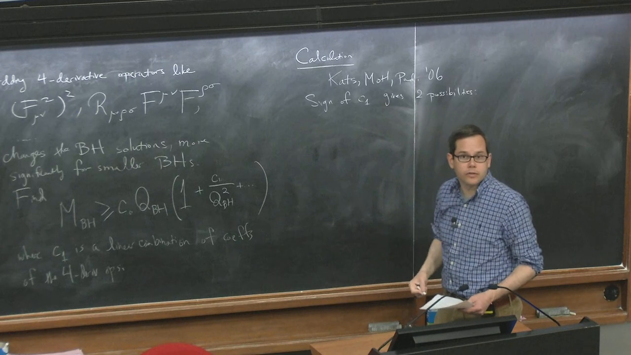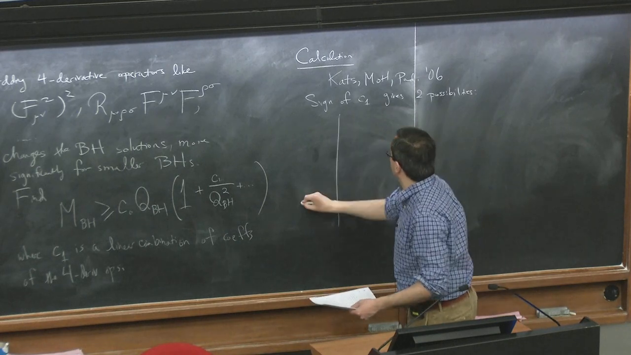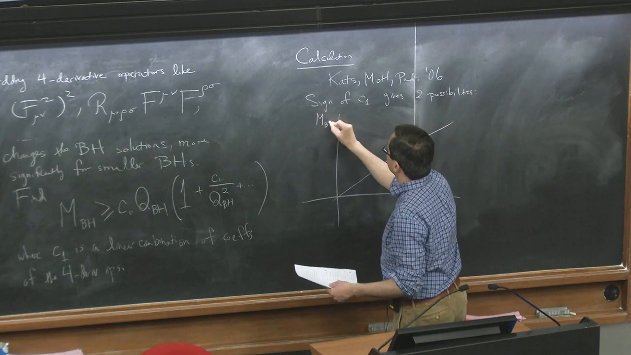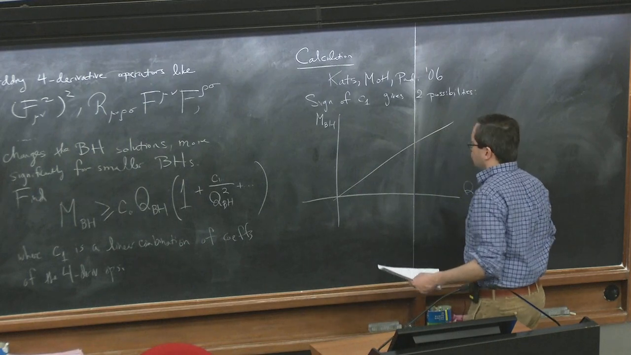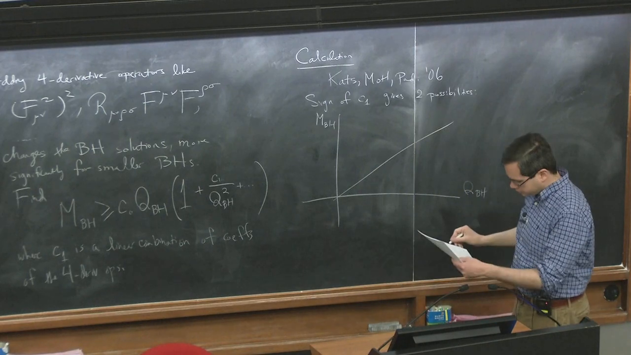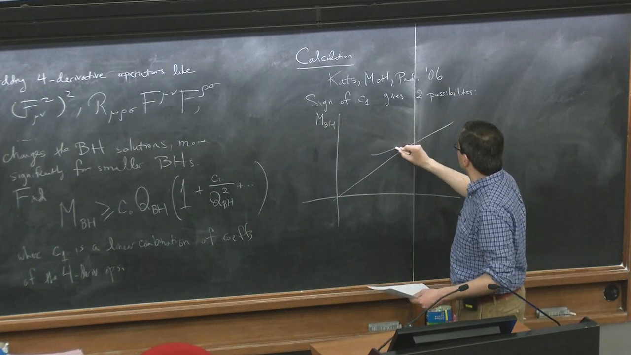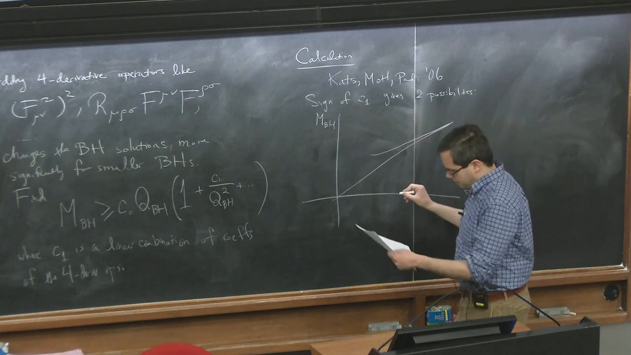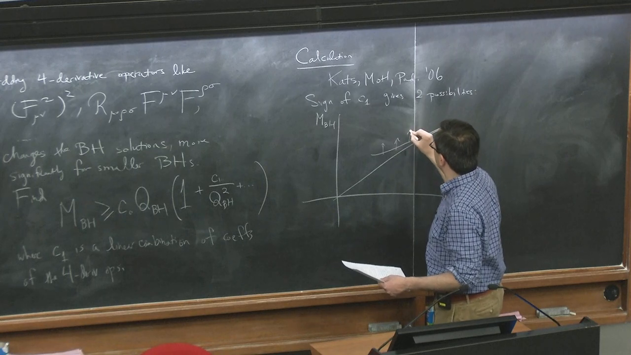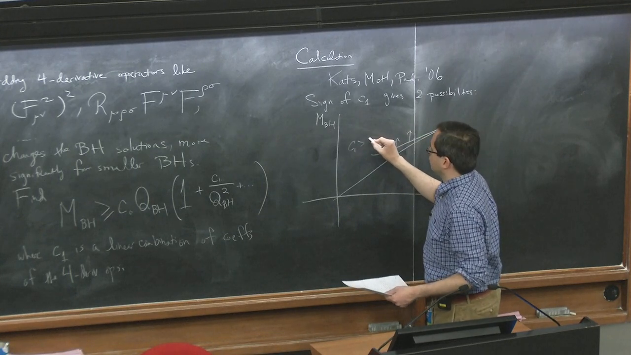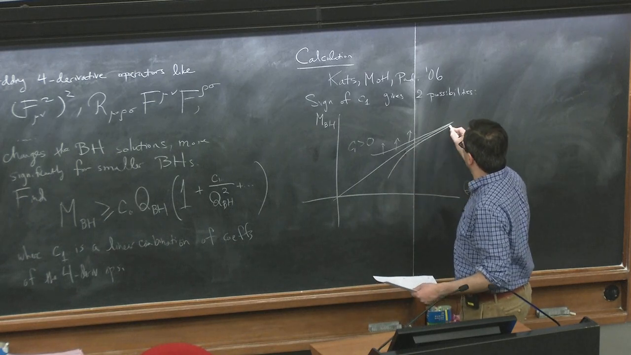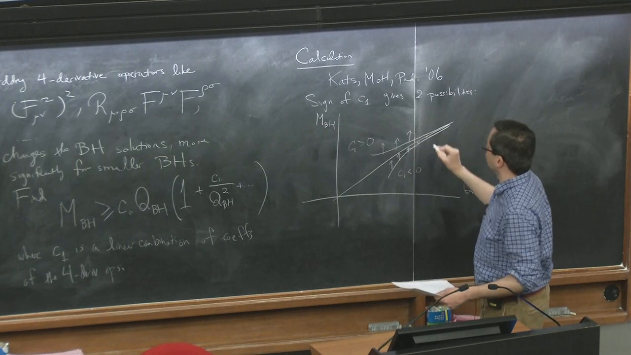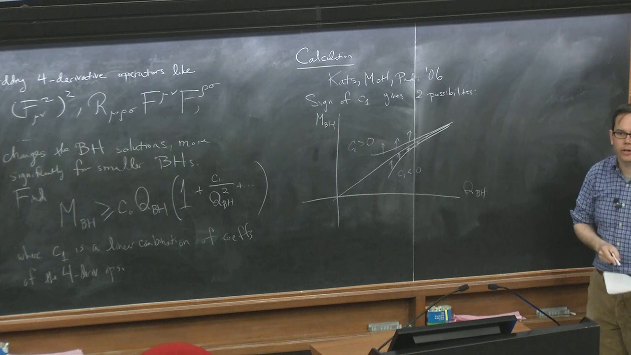And so depending on the sign of this linear combination of operators, we're either going to find that black hole states are not allowed to be quite on the extremal line, but have to be a bit heavier in the case that C1 is positive, or in the case that C1 is negative, they're now allowed to lie a little bit below the extremality line.